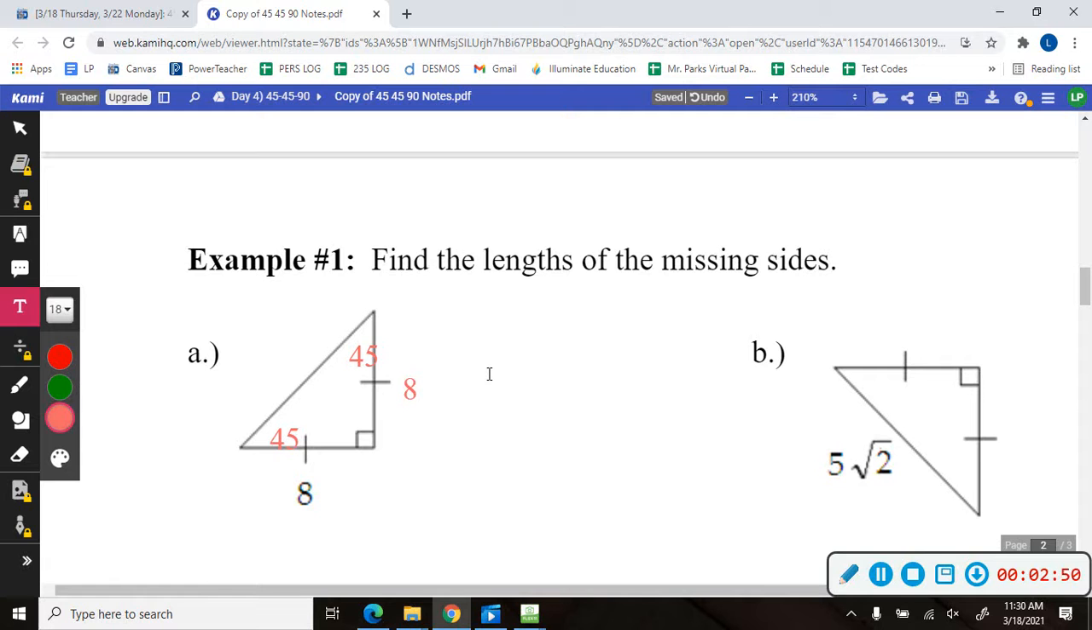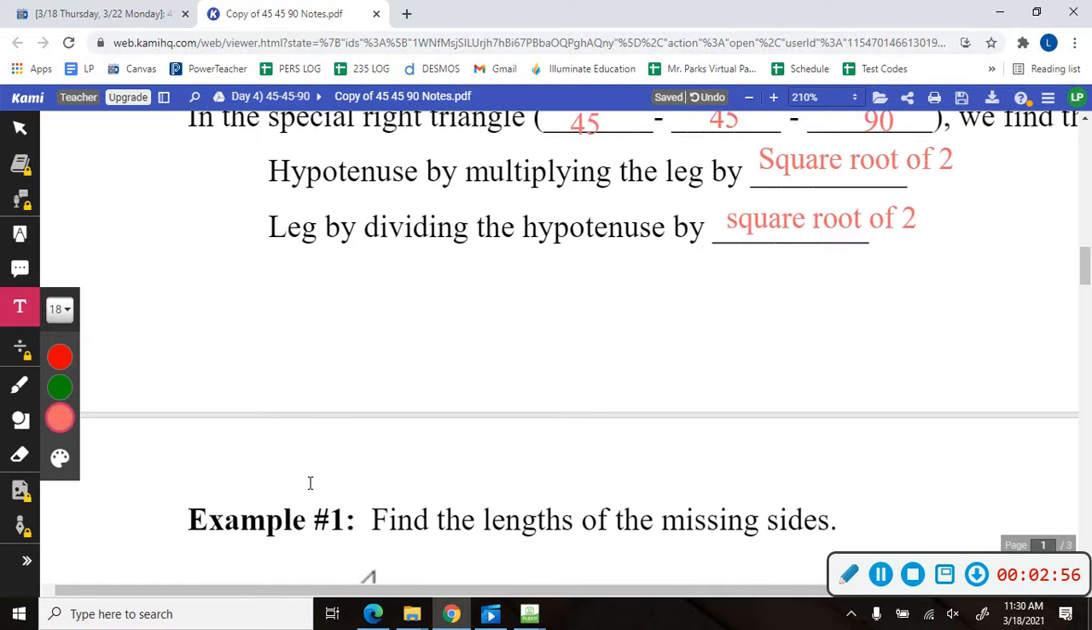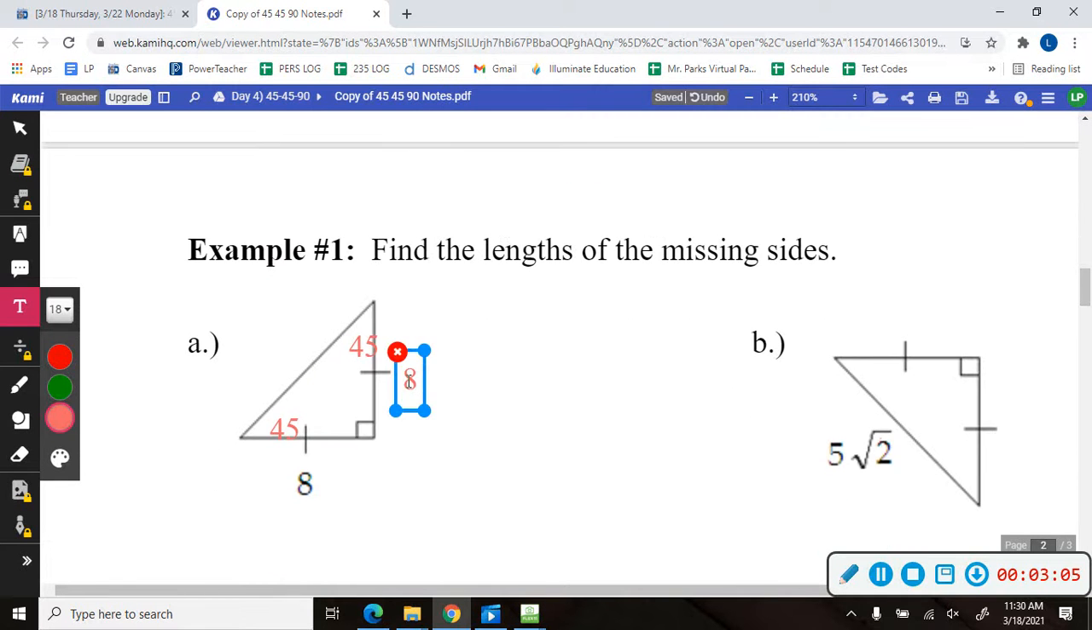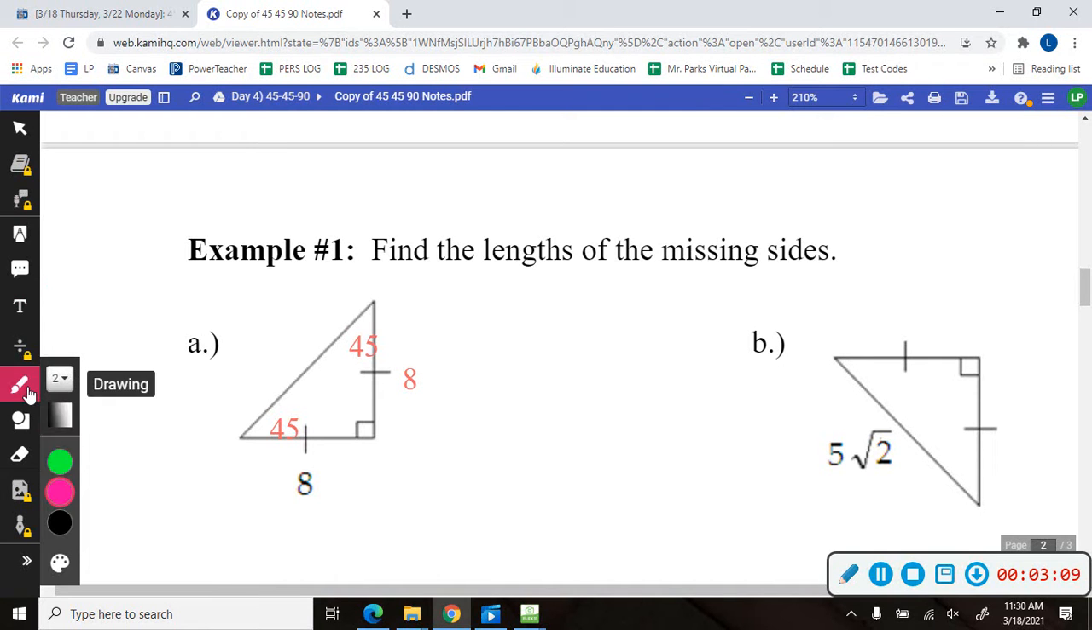Okay? Now what that means is we have a leg. The leg is 8. So if you want to find the hypotenuse, you find the hypotenuse by multiplying the leg by square root of 2. So what is the leg? 8. So up here you'll put 8 square root of 2. And I think I'm going to draw it this time. So you're going to put 8 square root of 2.